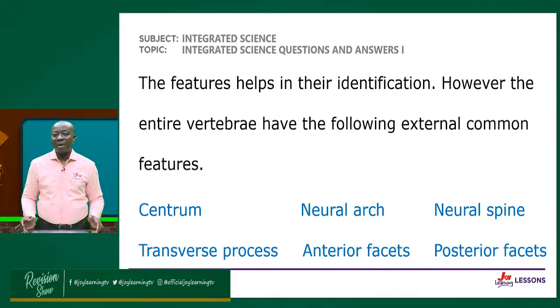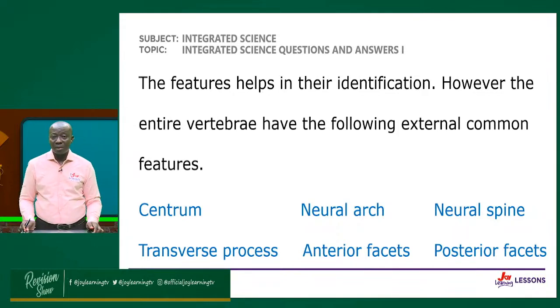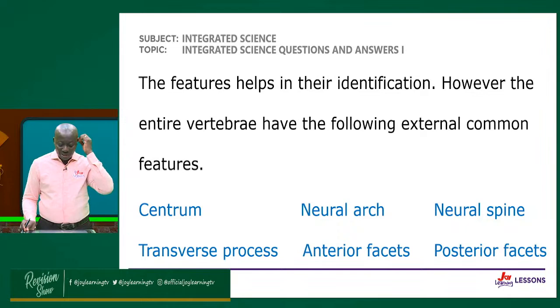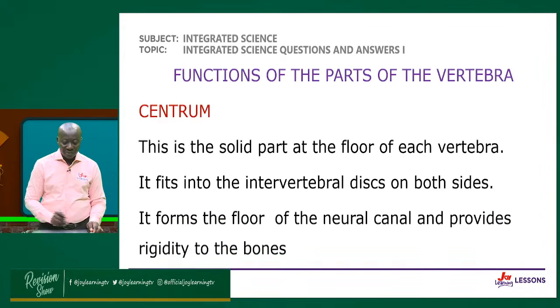All vertebrae have the same features. They all have what you call the centrum. Then you have what you call the neural arc. We'll be looking at the diagram very soon. Then you have the neural spine, the projection. Then you have the transverse processes, and the anterior and posterior facets, which in some books are called the zygapophysis.